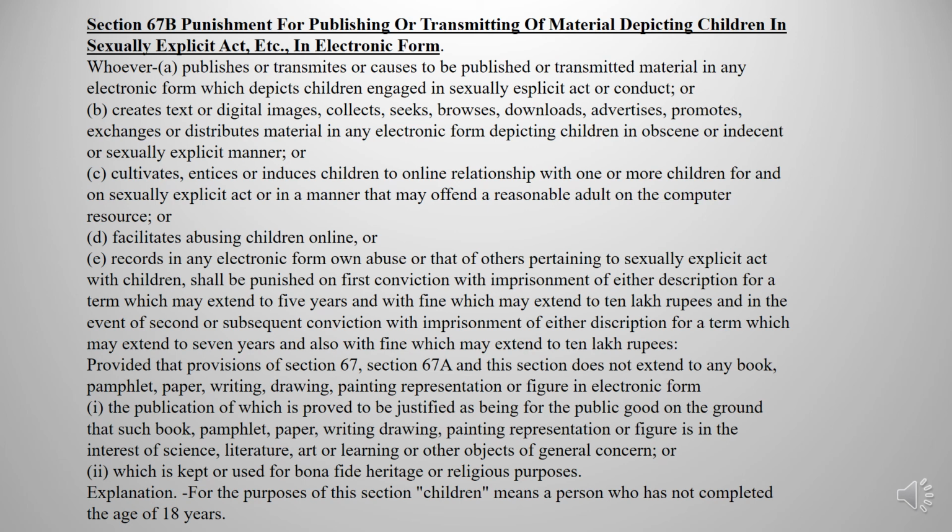first, the publication of which is proved to be justified as being for the public good on the ground that such book, pamphlet, paper, writing, drawing, painting, representation, or figure is in the interest of science, literature, art, or learning or other objects of general concern, or second, which is kept or used for bona fide heritage or religious purpose. Explanation: for the purpose of this section, children means a person who has not completed the age of 18 years.